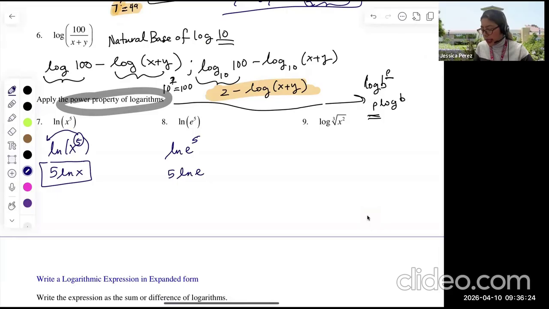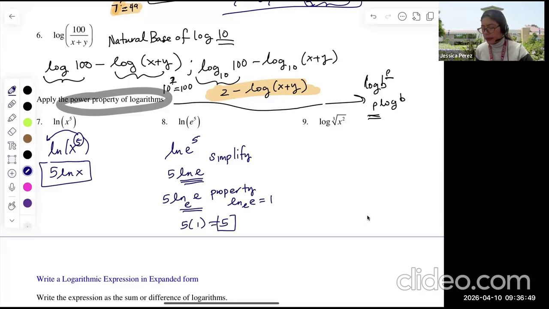Now this is a special case because I can simplify. How do I know I can simplify? Well, ln has a natural base of e. So in reality, this is 5 ln of e, using the properties, ln of e is equal to 1. I can simplify this as 5 times 1 to get 5. And 5 is my answer.